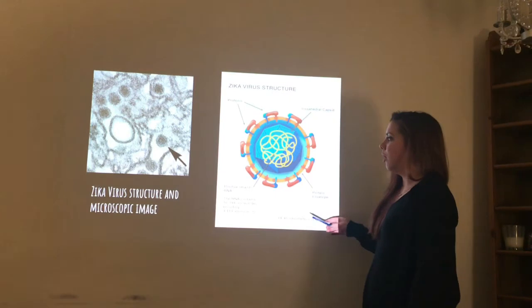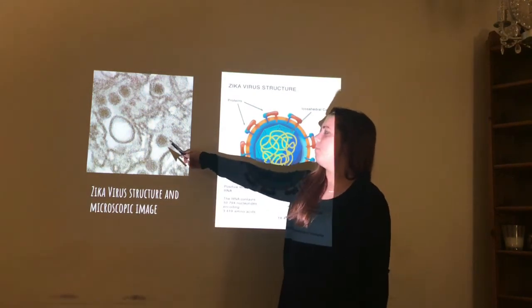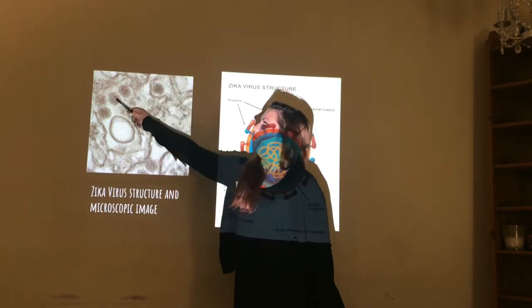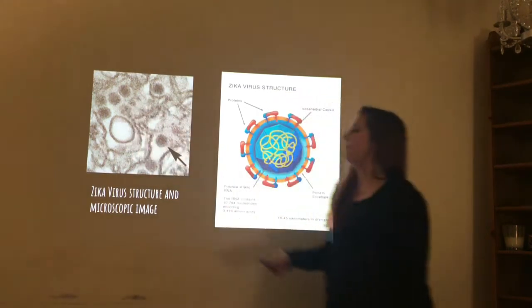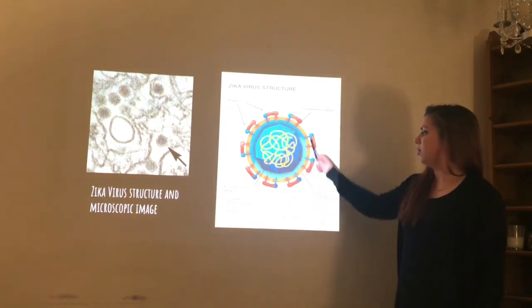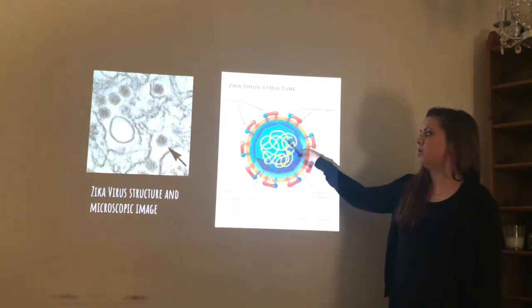Here's a picture of what you would see under the microscope. These are the Zika virus's cells, and this is the normal cell. You can see another picture here, the proteins, the envelope, the capsid, and the RNA.